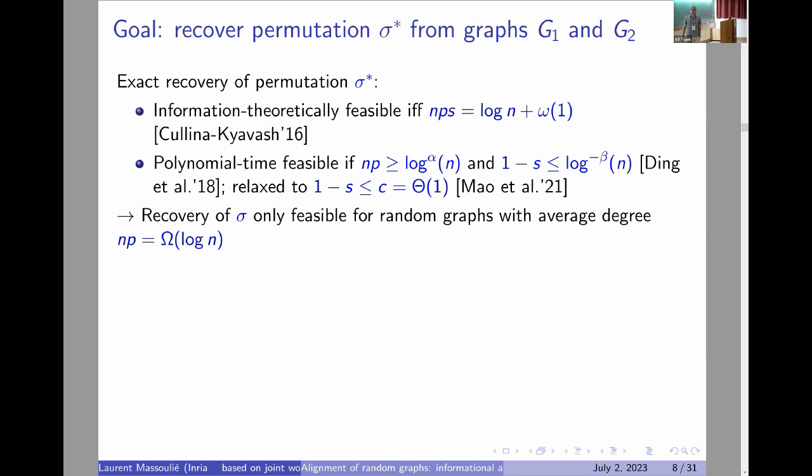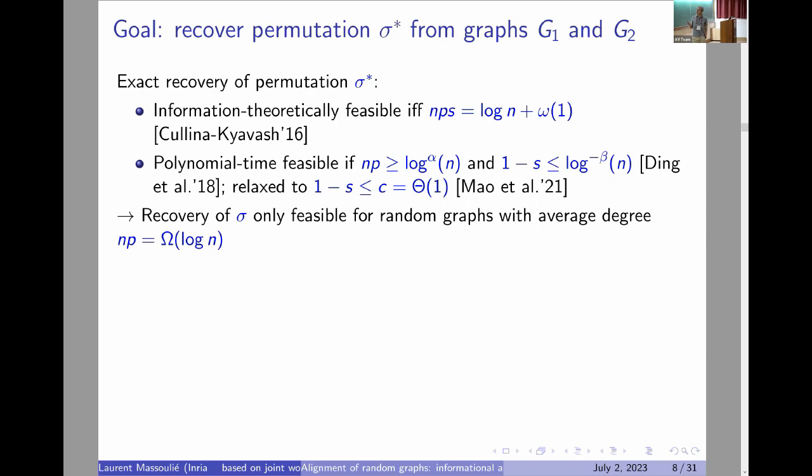And there has been work, as I said, starting in 2008 with Narayanan and Shmatikov. They were motivated by de-anonymizing online social network data. Nice theoretical results started to come out on this problem in 2016. One important such result was obtained by Daniel Kulina and Negar Kiavash, and they characterized in this particular model when it is information theoretically feasible to recover the unknown sigma star.